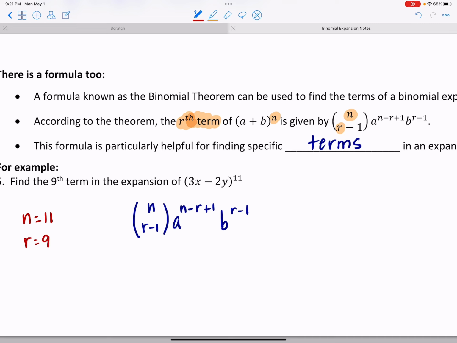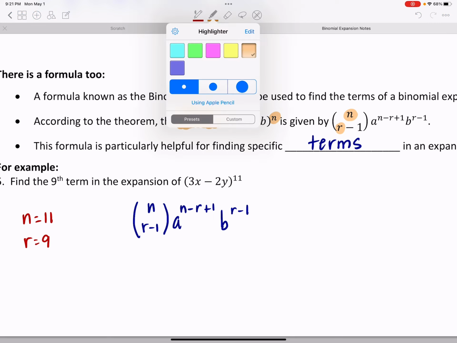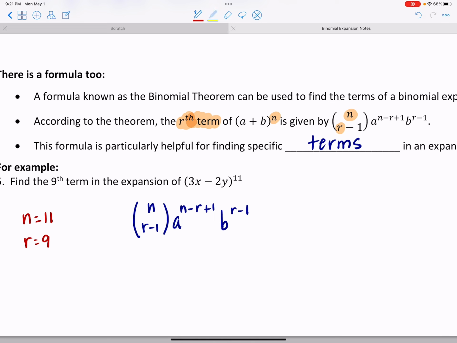And then I need a couple of other things. I need to know a and b, but that's easy. We just saw that one there. These are the bases of my powers. So a and b that we see here, these bases of these powers, these are just the terms in my binomial. So the terms in my binomial here being 3x and negative 2y. Just make sure that that negative is attached to that 2y.